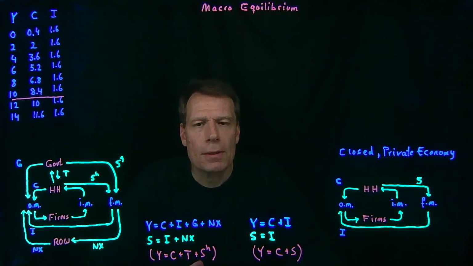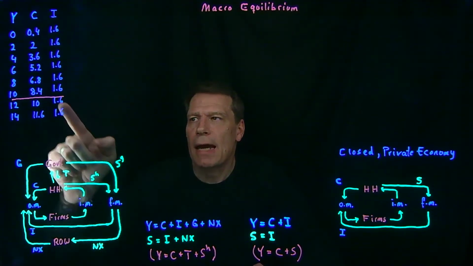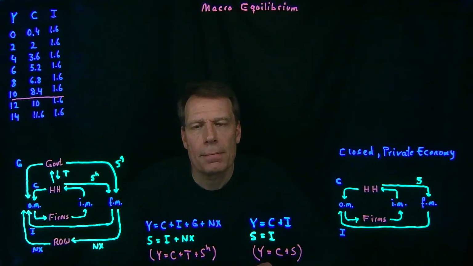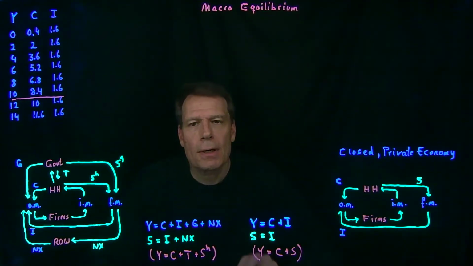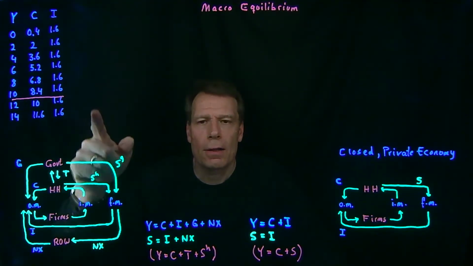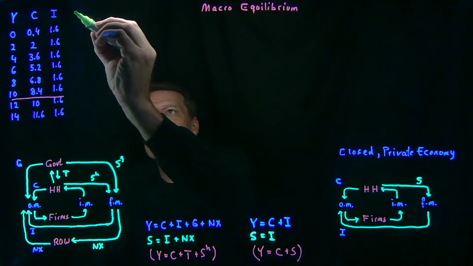Okay, so we found the equilibrium in the table, but now Sybil comes back to you and says, well, how does the economy actually reach this equilibrium? And to answer that question, we have to do a little bit more work. The first thing we're going to do is put another column in this table that we're going to call sales.